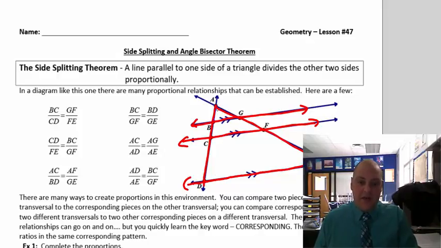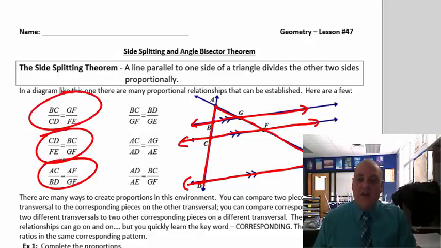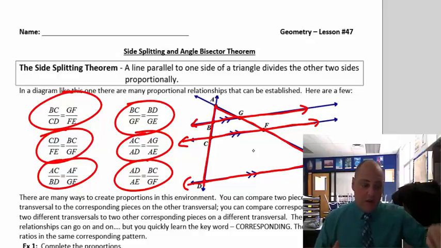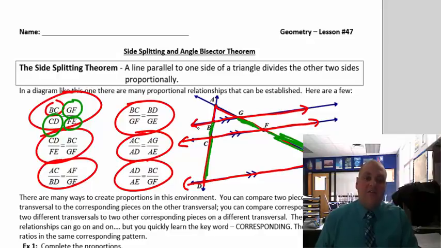So all the pieces that are created, AB, BC, CD, are all proportional to AG, GF, and FE. So you get all these proportions that now come from the splitting of those sides, as long as the side splitters are parallel. Okay, so I'll just go through one of them. BC is to CD as GF is to FE. See, the sides are proportional.